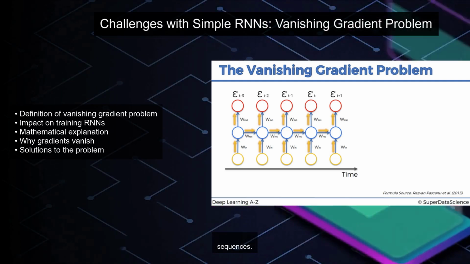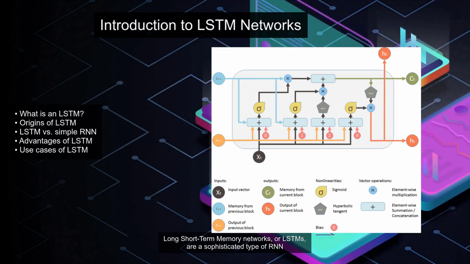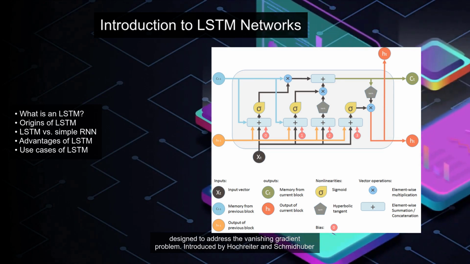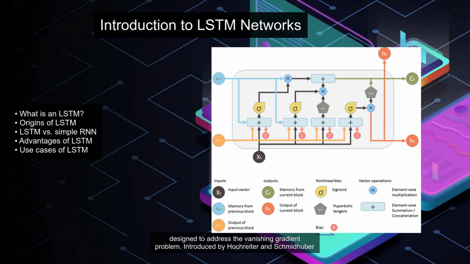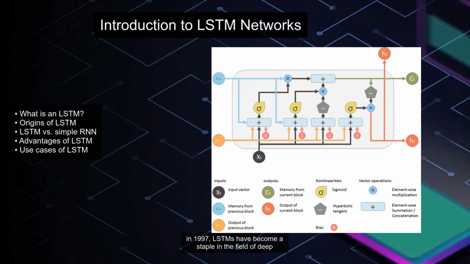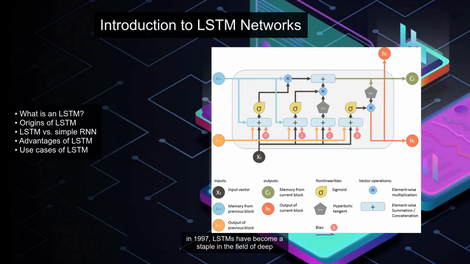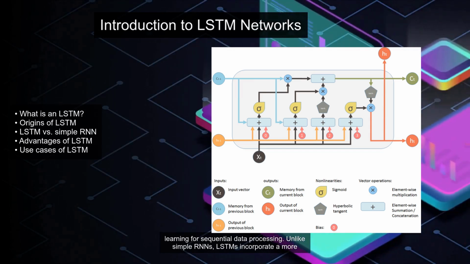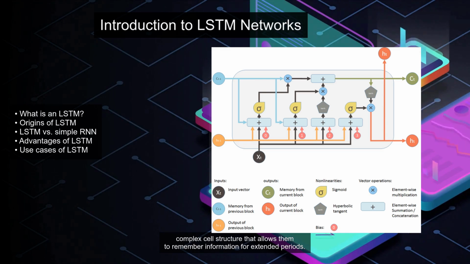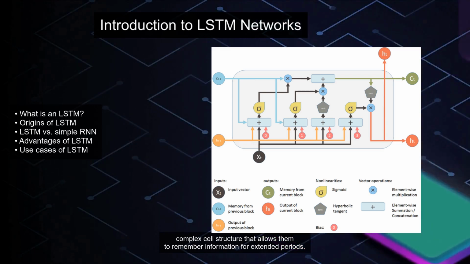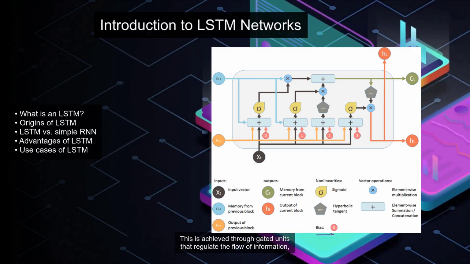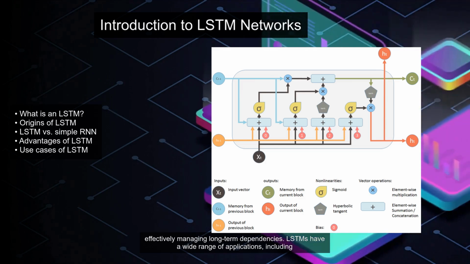Long short-term memory networks, or LSTMs, are a sophisticated type of RNN designed to address the vanishing gradient problem. Introduced by Hochreiter and Schmidhuber in 1997, LSTMs have become a staple in the field of deep learning for sequential data processing. Unlike simple RNNs, LSTMs incorporate a more complex cell structure that allows them to remember information for extended periods. This is achieved through gated units that regulate the flow of information, effectively managing long-term dependencies.